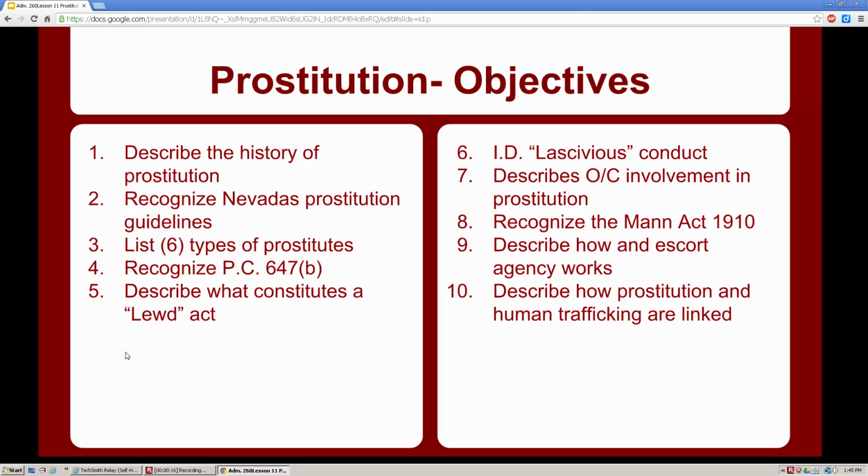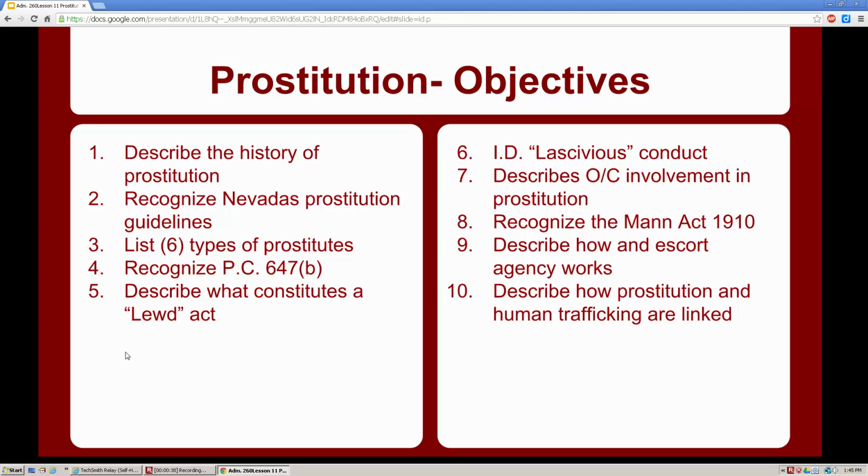Number one is describe the history of prostitution. Two is recognize Nevada's prostitution guidelines. List 6 types of prostitutes. Recognize Penal Code Section 647B. Describe what constitutes a lewd act. Identify lascivious conduct.